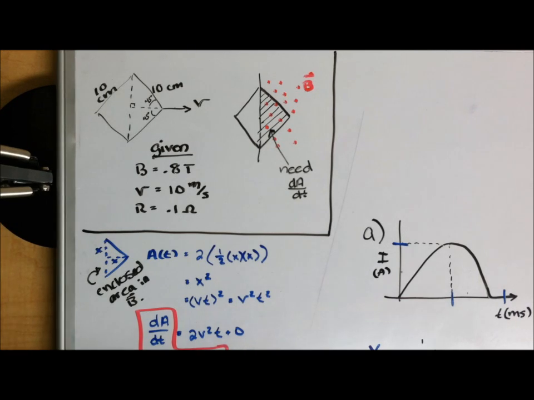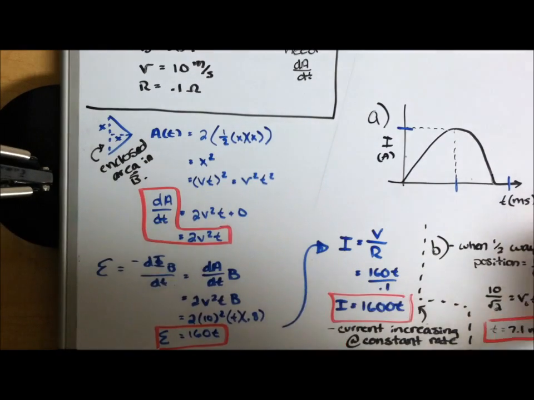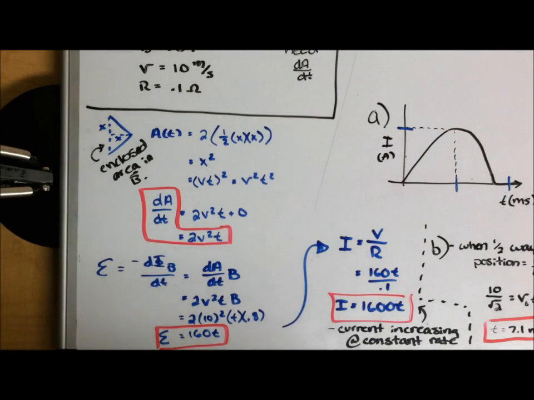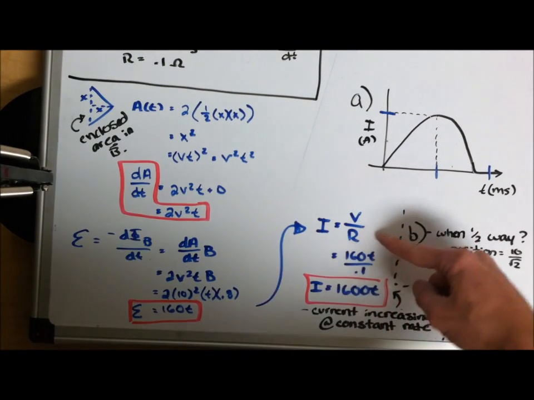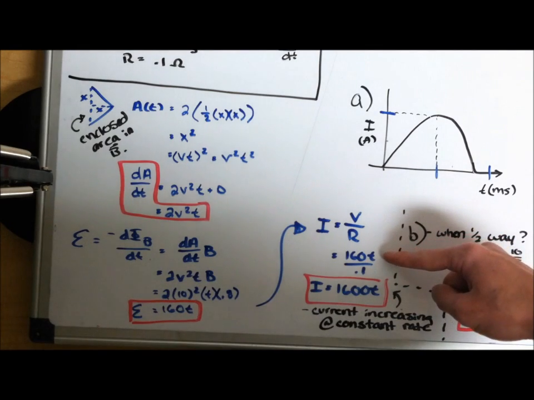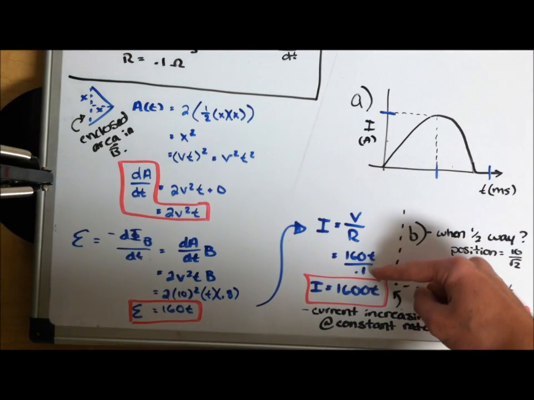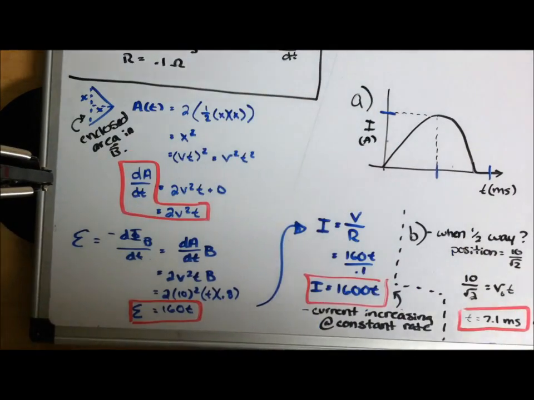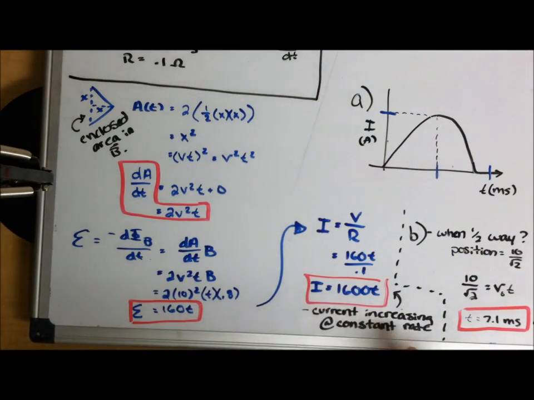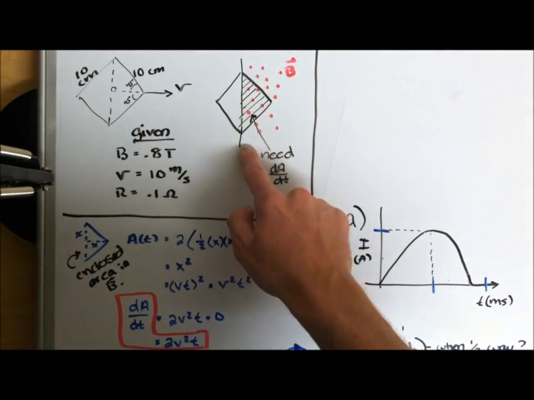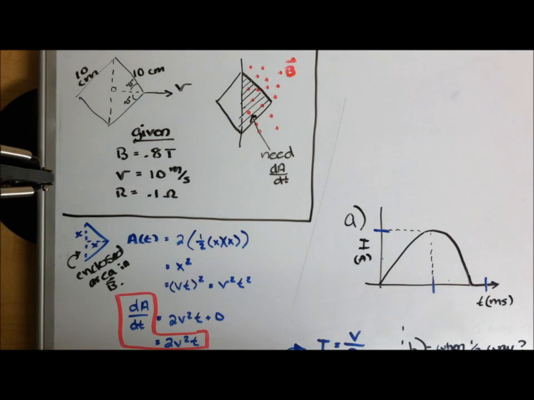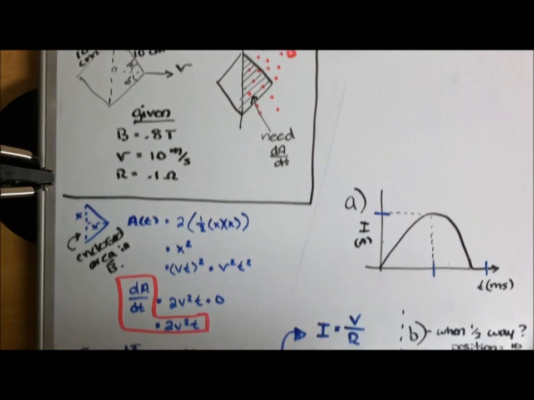When we plug that into our equation and solve for epsilon, we get that epsilon is 160 T. To determine the current, we plug that into I equals V over R: the 160 T we just solved for, divided by the resistance given at the beginning of the problem, tells us our induced current is 1600 times T. This current increases until it reaches the halfway point, and as soon as the loop goes beyond that halfway point, the induced current starts decreasing.